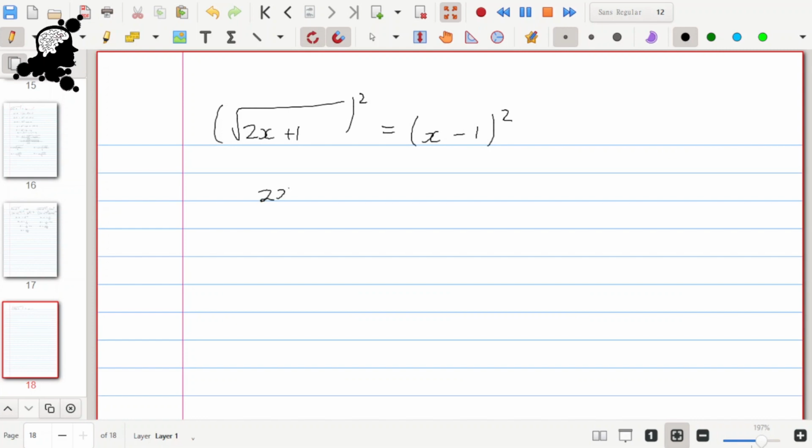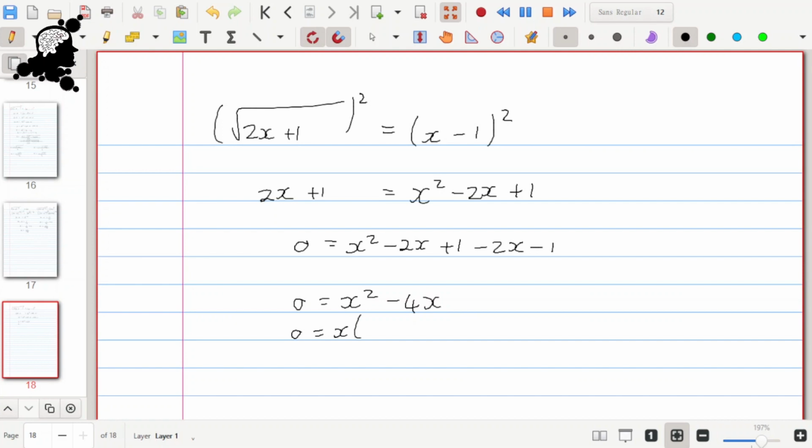We will remain with 2x plus 1 is equal to, if I simplify this, I'm going to get x squared minus 2x plus 1. 0 is equal to, let's take everything to the other side. x squared minus 2x plus 1 minus 2x minus 1. We will remain with 0 is equal to x squared minus 4x. Now we can factorize this by taking out a common factor. So this is x times x minus 4.